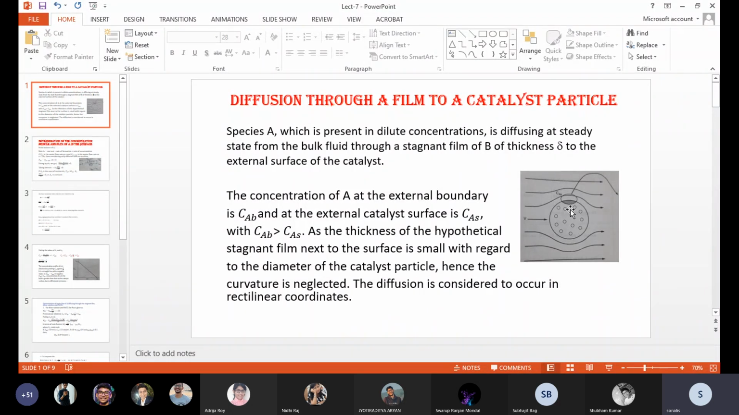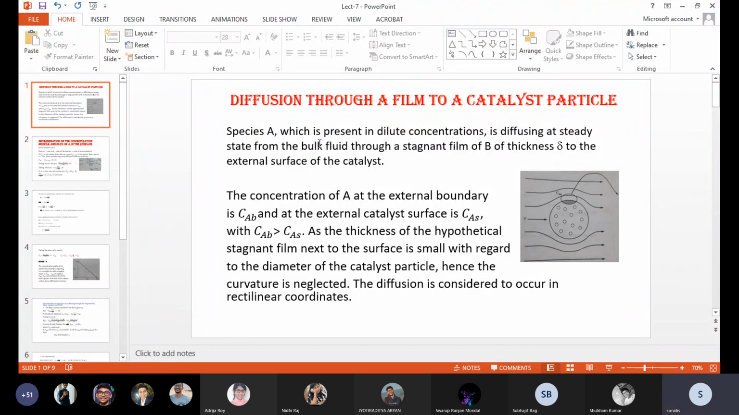Anyway, before going to the pore diffusion, we will consider the external diffusional resistance to mass transfer, how external diffusion is acting. And here you see that A is a reactant molecule which is diffusing through a stagnant film of B. So this is a mixture of A and B, where B is stagnant. If we consider B is stagnant, then we do not have to consider the movement of B. So the equation will be more simple.